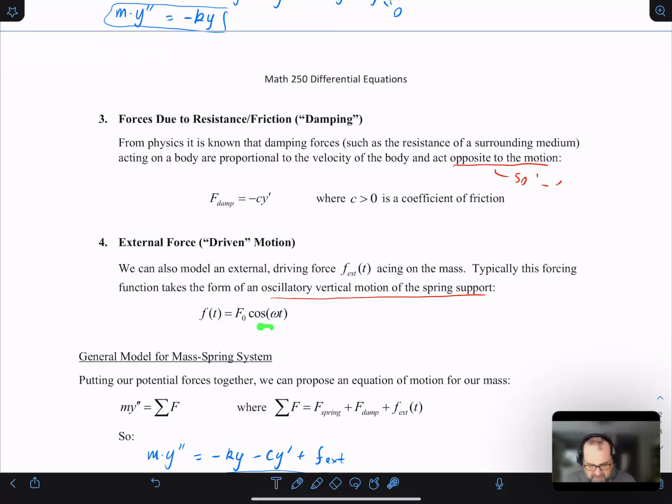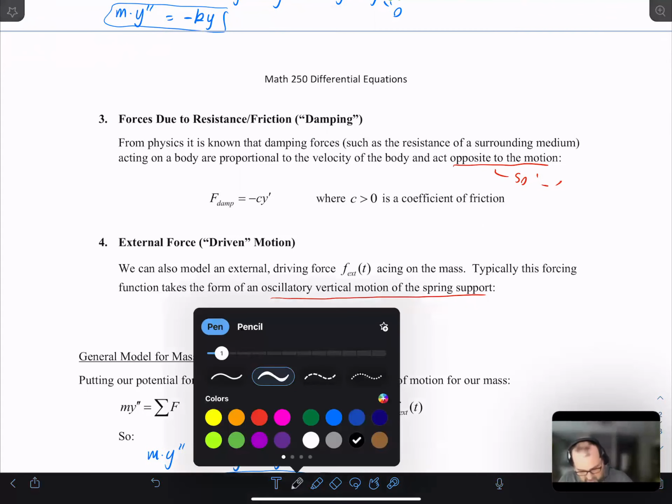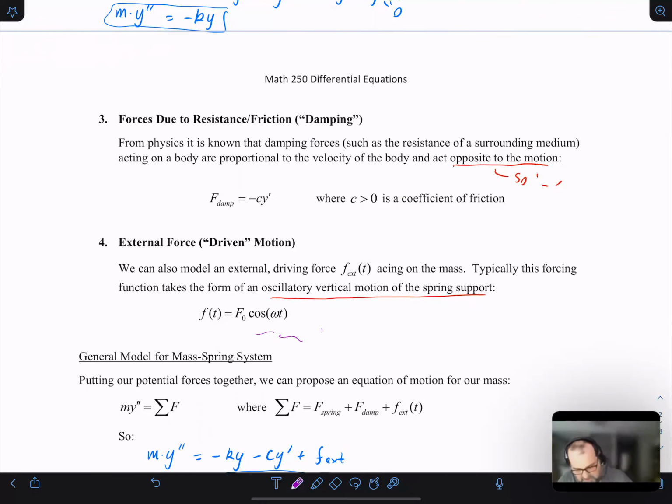So typically the meaningful situation is having an oscillatory force, and you can imagine this as having our spring hanging from some support, and then the idea here is that if the support is oscillated while the spring is hanging from it, this would be a driven motion. So we can model this by the so-called forcing function.